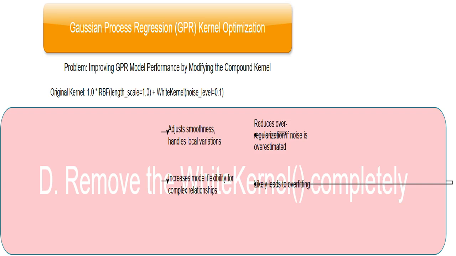This option completely removes the noise component from the model. That's a big no-no. Real-world data almost always contains noise, and ignoring it usually makes the model overfit to the training data, performing badly on new data.